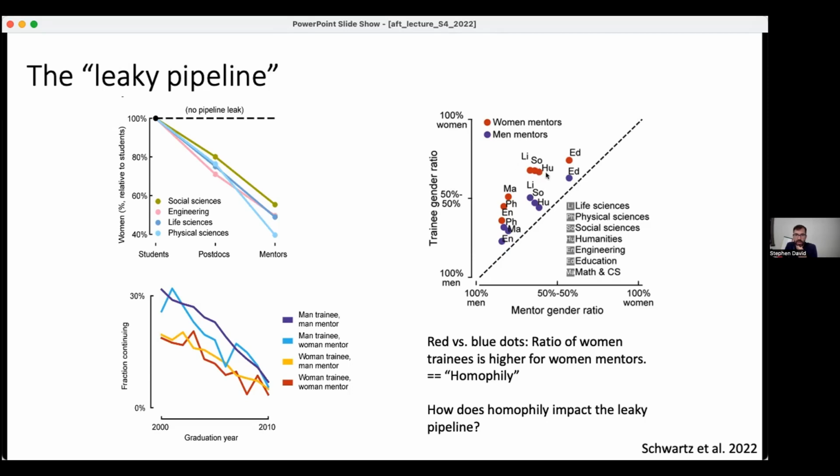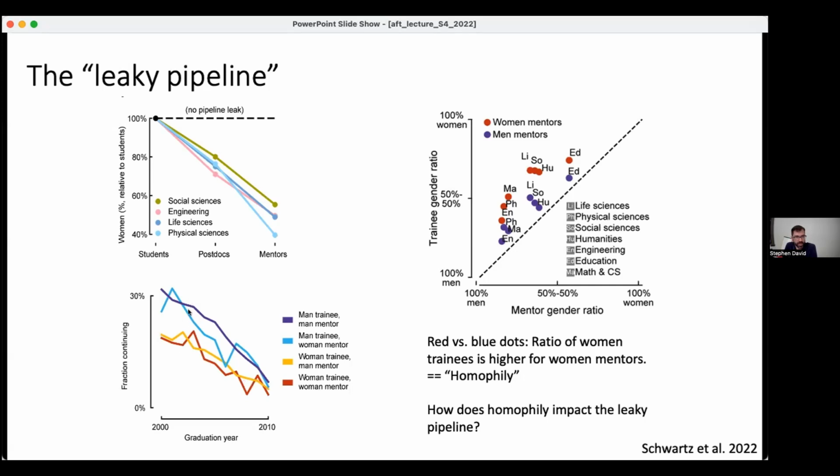And if for some reason there's an advantage or disadvantage with a particular mentor gender, this homophily could impact one of those groups disproportionately. And so this is just a first pass at the analysis, fairly raw data, where we're just asking, among these groups, man trainee, man mentor, woman trainee, woman mentor, and the various crosses between them, what's the likelihood of continuing to an independent research career for these different groups?